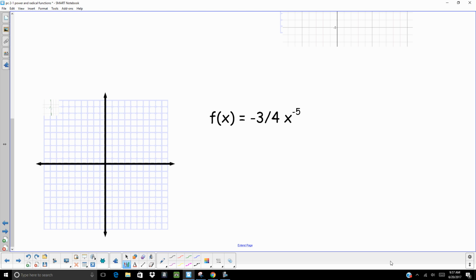Why don't you take a second, graph this one on your own, and let's see how you did. Hit pause. When you think you have the answer, hit the play button, and let's go over it.